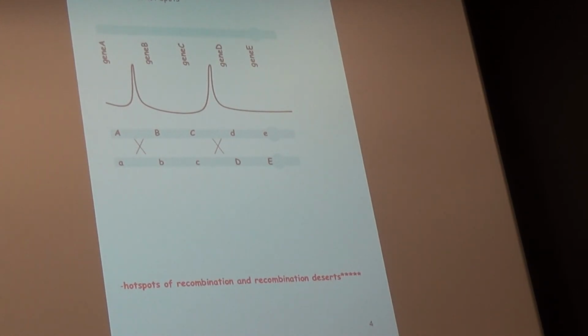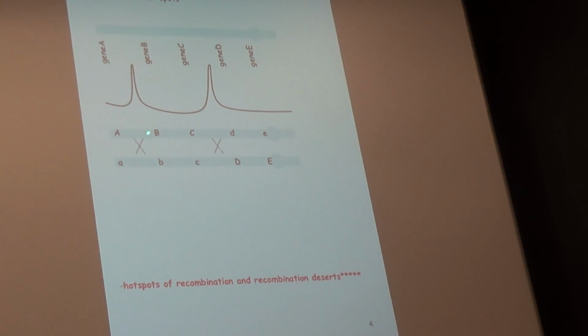Another important difference between recombination frequency or crossing over is along the chromosome itself, there are differences. So if you have a chromosome, there are regions of a chromosome where you get increased crossing over, and there are regions of a chromosome where you get reduced crossing over. So these are the regions where you get significant crossing over are called hotspots of recombination. And regions where you get very little crossing over are called recombination deserts.